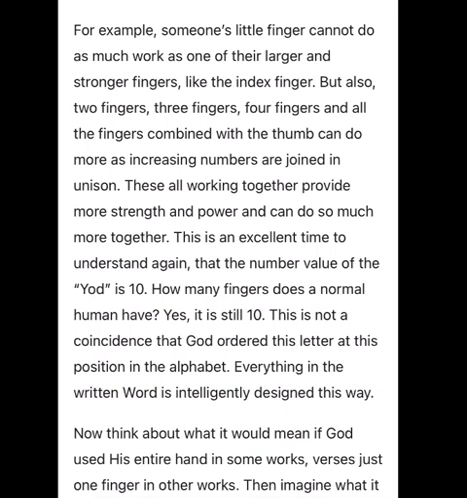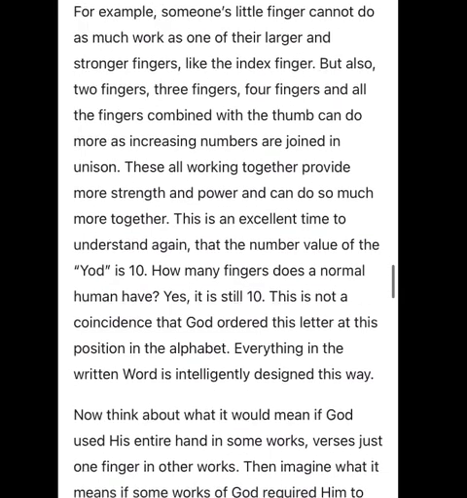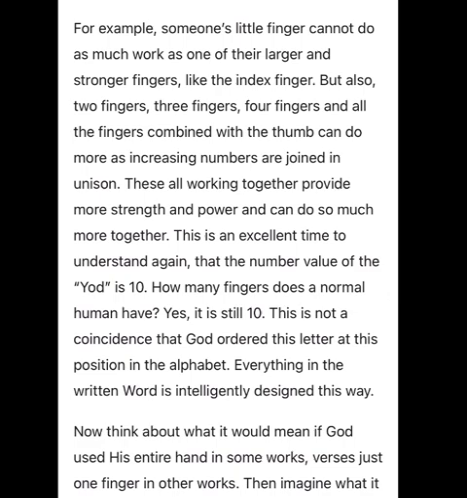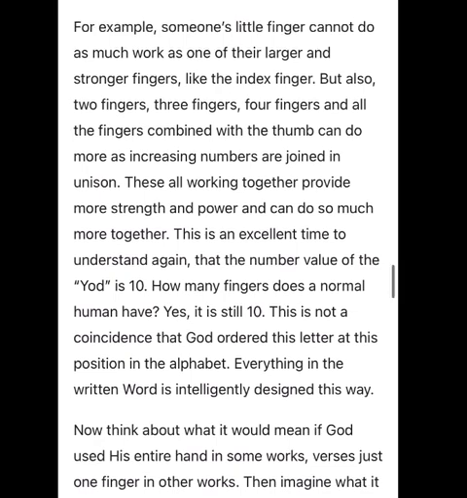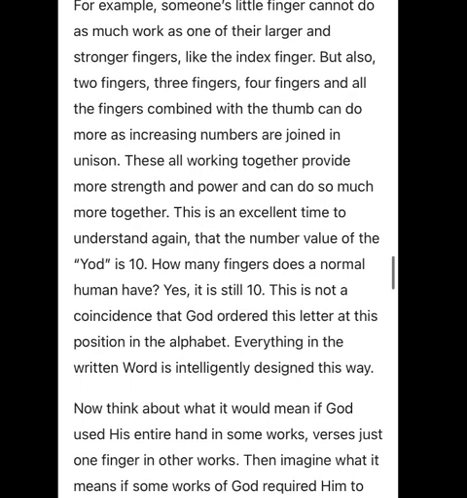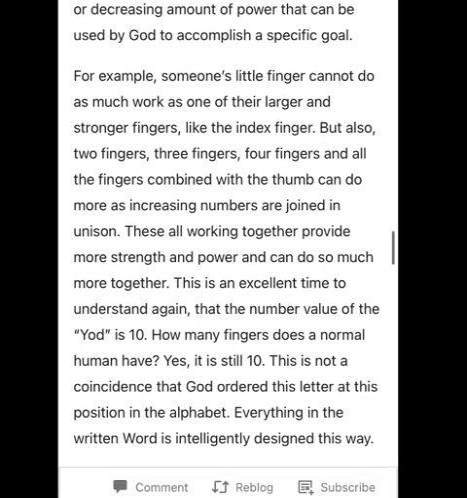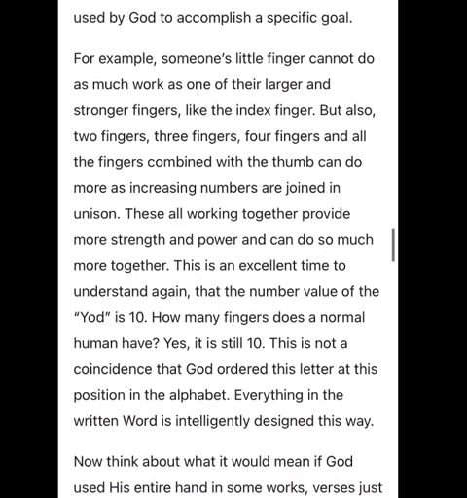You see? So the whole hand works, all right, two, or all the fingers work together to represent power. You see, and it says these all working together provide more strength and power and can do so much more together. This is an excellent time to understand again, which they're pretty much trying to put the Lord in a box. You see, but as we'll see in the scriptures and with understanding is that with specific examples, like I'll get right here.